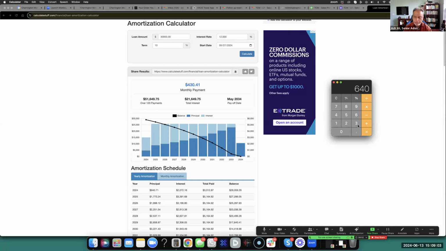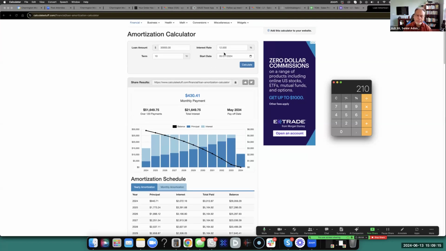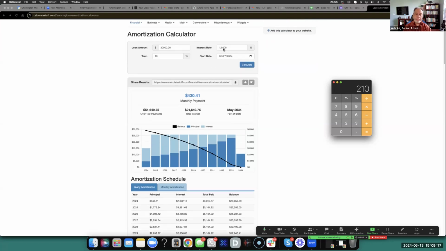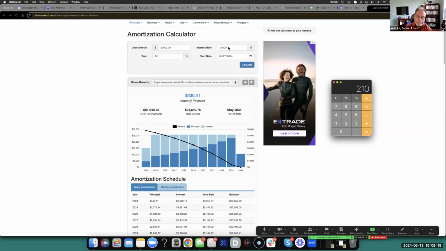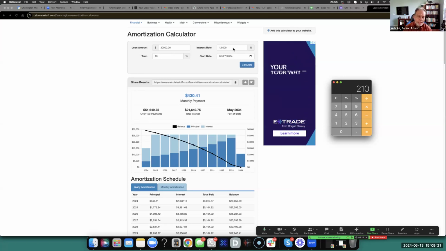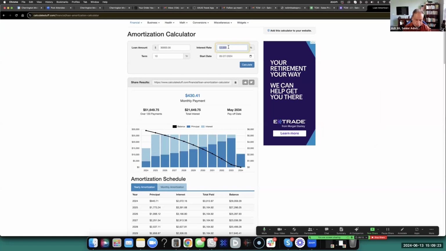$640 minus 430. Okay, now watch this. It's a $210 difference. Yeah, that's a good amount, obviously. So you may want to look at maybe still, if you can't get the loan down to 12% or a little bit maybe below that, you may have to go with a 25% loan. Why would you do that?